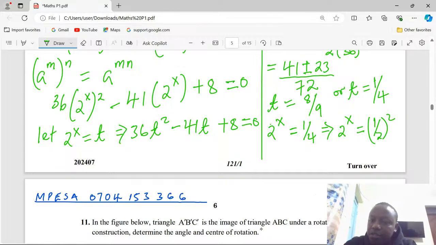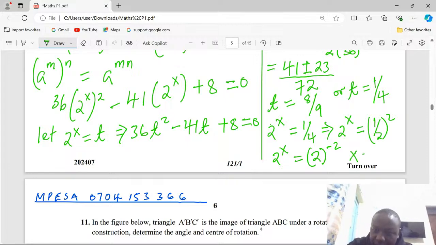So this is going to be 2 power x equivalent to, instead of half, we can say that this is 2, we take the reciprocal and the power becomes -2. Remember the negative law of indices. So if 2 power x is the same as 2 power -2, the value of x can be concluded to be -2.